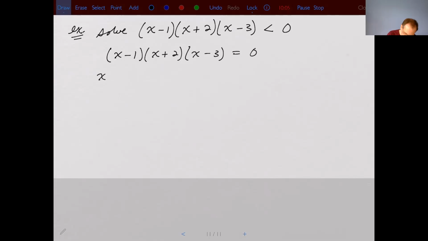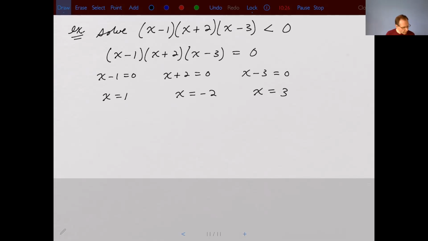So one possibility is x minus 1 is equal to 0. Another possibility is x plus 2 is equal to 0. Another possibility is x minus 3 is equal to 0. This one's going to lead to the solution x equals 1. This will lead to the solution x equals negative 2. And this one will lead to the solution x equals 3.